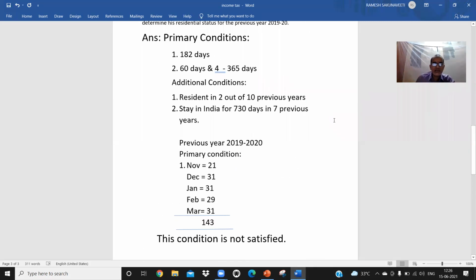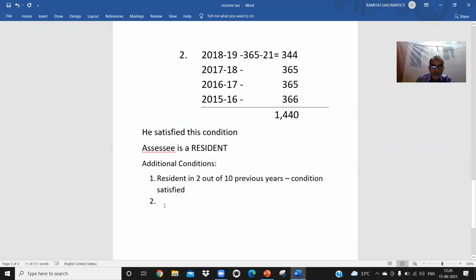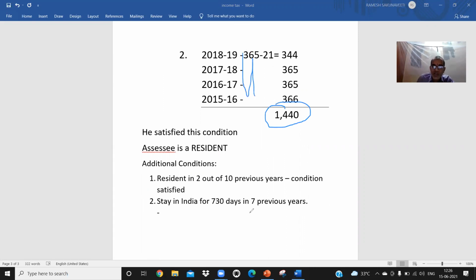What is that second condition? He should have stayed in India for 730 days in the previous 7 years. That is the condition. You can see he stayed in our country for 1,440 days in the last 4 years only, whereas the chance given to us is the last 7 previous years, where he needs to be in our country only for 730 days. So this condition is also satisfied if you observe the previous calculation.